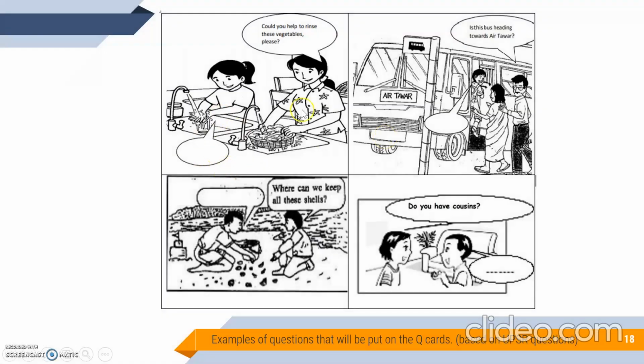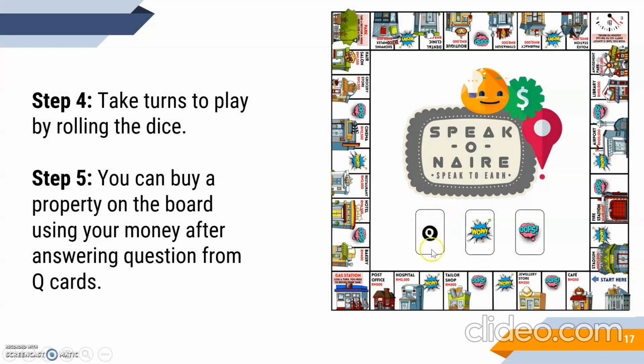This is the example of the questions. This is based on the UPSR questions. You can cut this and then turn it into a card. I think around 30 or 20 of these questions, you can put it here on this cue card section.